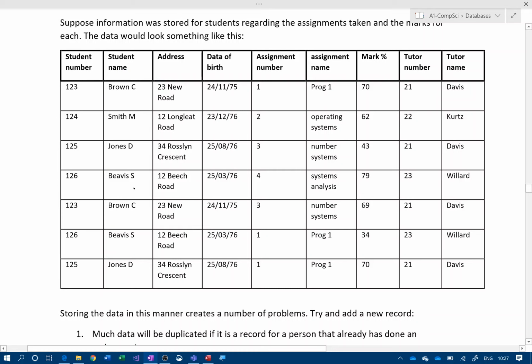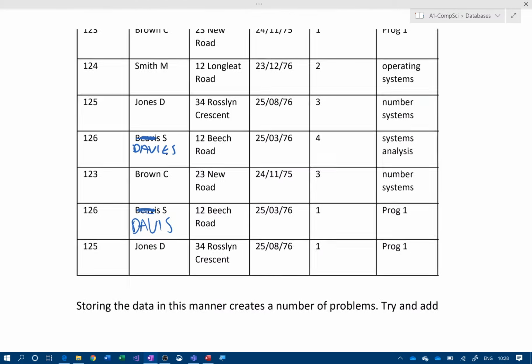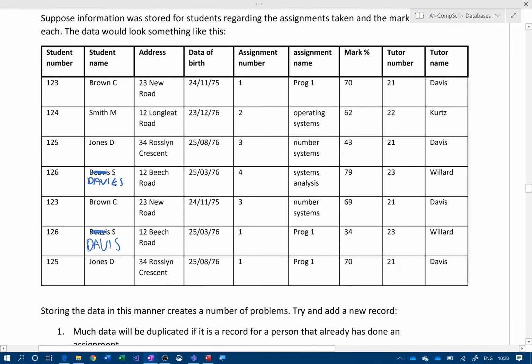We've got duplicated data. Now, the bit about inconsistent data: let's say Beavis changed the name, so it's now called Davis. I change it there, so it's no longer Beavis, it's now Davis. Then I change this Beavis here to Davies. Notice I spelled it differently. It's inconsistent. I could have just made a spelling mistake, or I could have just thought it was Davies instead of Davis. So when I search for Davis, I'm going to miss out data. You can see that it's not great.